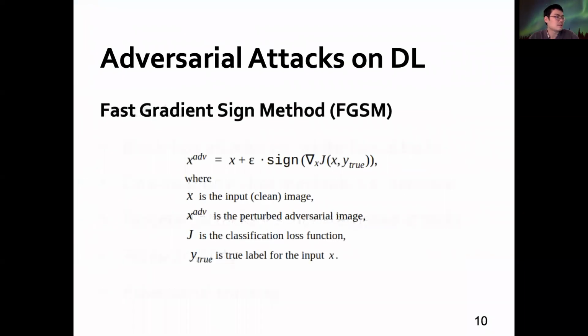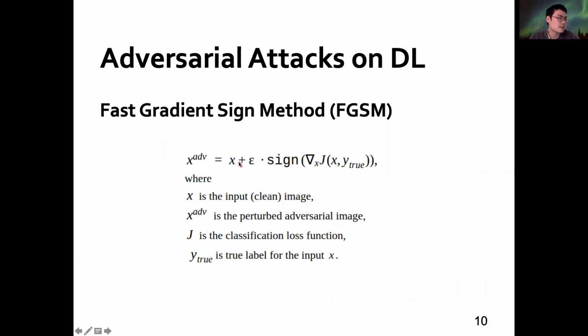So that's the concepts. Firstly, let's look at one particular algorithm. This algorithm is called the fast gradient sign method. This is a one-step method, which means you just have a parameter epsilon. You want to add a noise. What you do is this. This is called gradient ascent. What does it mean?